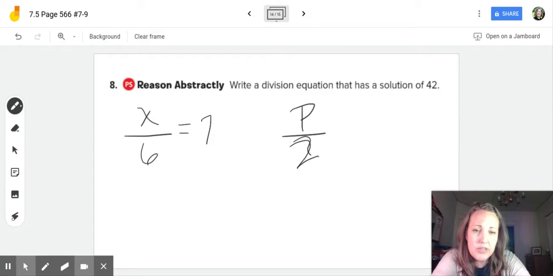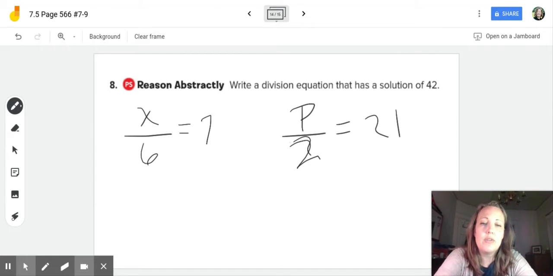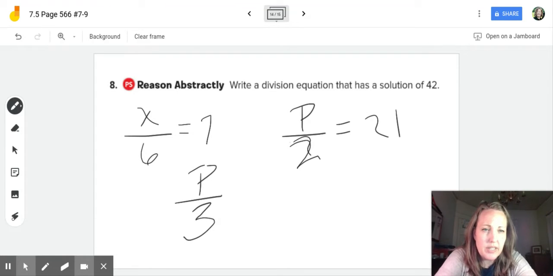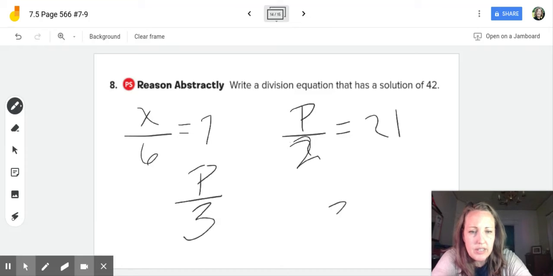So 2 is a factor of 42, but 2 times what is 42? Yeah, 21, right? So I could write either one of these. Then I could divide by 3. I know 3 times something is 42. What is it? Let's see. 3 goes into 42 how many times? That's what we're actually saying, right?